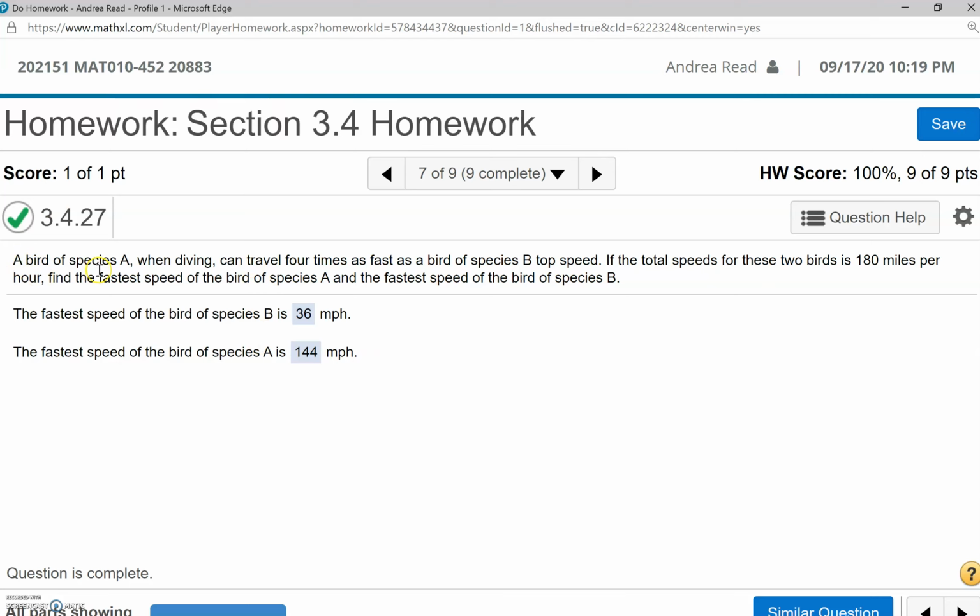So the first one reads, a bird, bird A, when diving can travel 4 times as fast as bird B. Okay, so it's telling you what bird A is. It's 4 times as fast as B. And it doesn't say anything about B, so B would just be the letter X, where A would be 4 times X. And then both of these would equal 180 miles per hour.